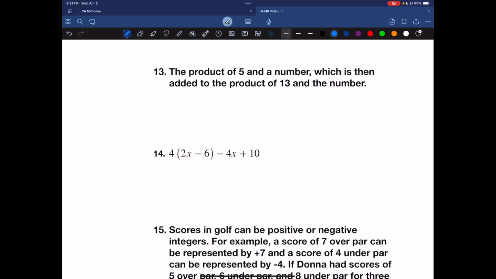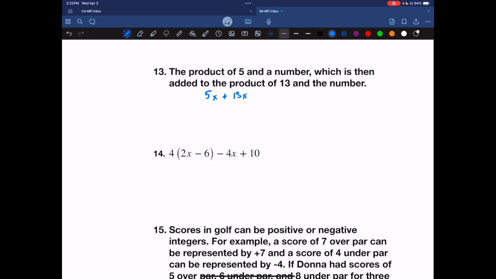Now, on 13, you see problems like this, and it says the product of 5 and a number. Well, this is two things. One, you're taking the English and writing it in algebraic terms. The product of 5 and a number could be any number. We don't know what number it is, but it's just a variable, and it can be any letter of the alphabet that you choose. We often choose x, but that doesn't mean you have to choose x. So 5 times a number, that's what it looks like, which is then added to a product of 13 and a number. So I'm going to add 13 times the same number, so 5x plus 13x.